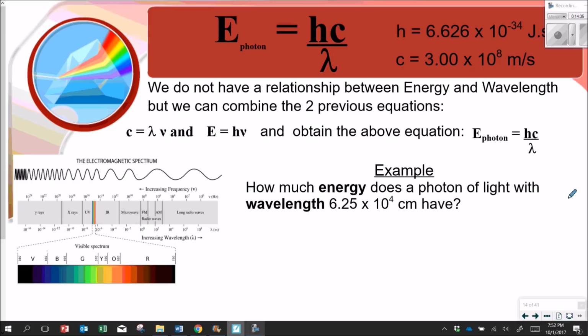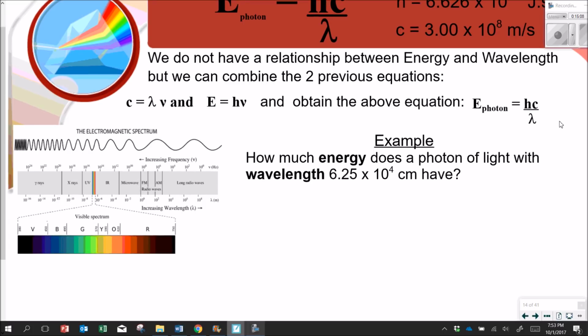We do not yet have a relationship between energy and wavelength, but we can combine the 2 previous equations, which was c equals lambda, wavelength, times frequency v, and E, energy, equals h, Planck's constant, times frequency v, and obtain the above equation, which is the energy of the photon equals h times c over lambda. Again, this equation is given to you in your formula chart. So let's do an example calculation with this equation.